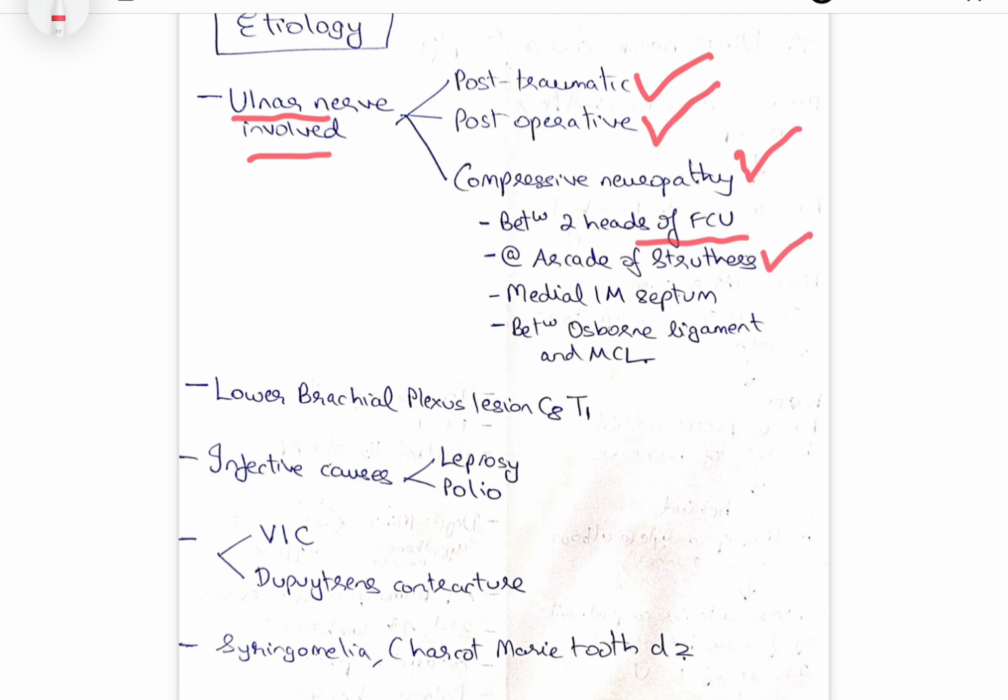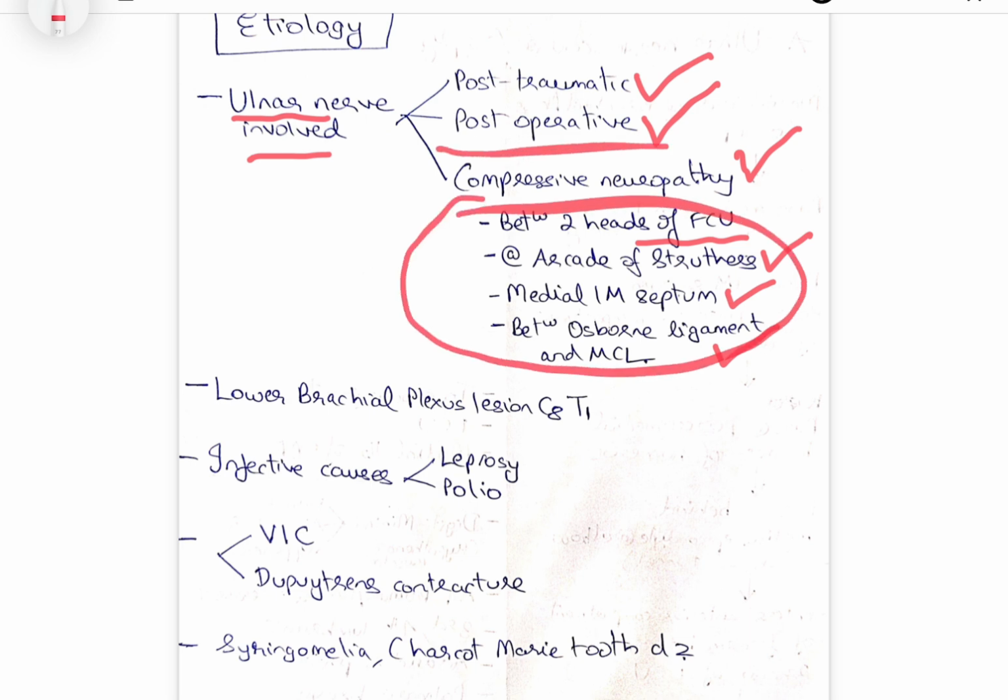It can get compressed at the medial intermuscular septum, and it can get compressed between the Osborne ligament and MCL ligament. Okay, so these are the common sites of compressive neuropathy. It could be some post-operative case, it could be some post-traumatic case. Then secondly, ulnar clawing could be due to some higher lesions, due to some lower brachial plexus lesion, that is lesion at C8 T1.